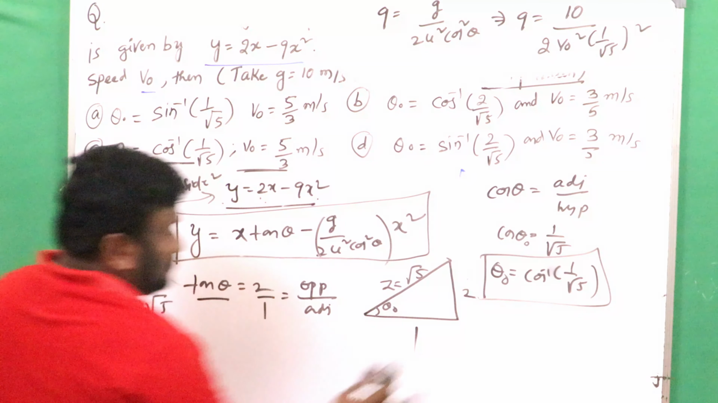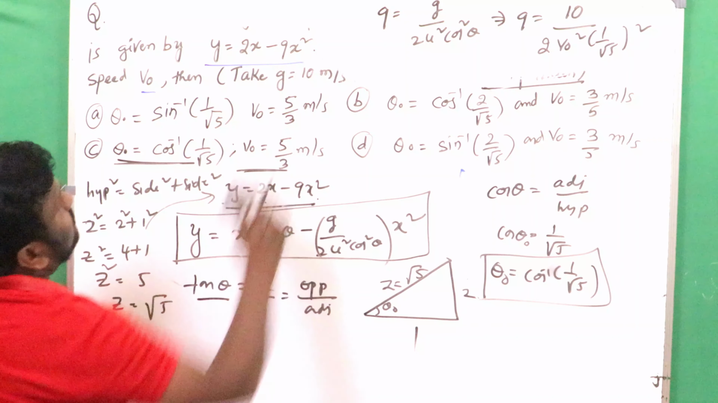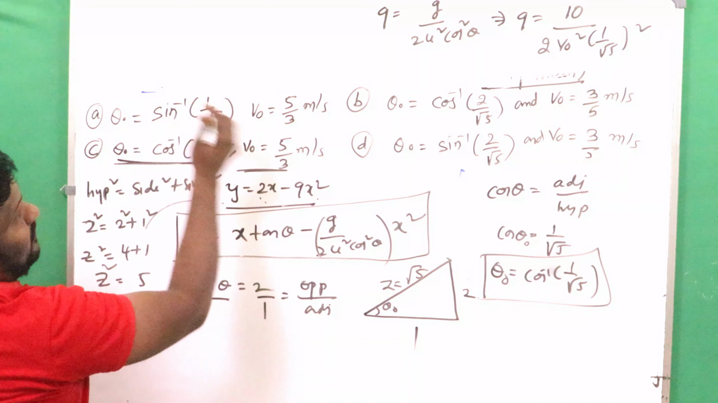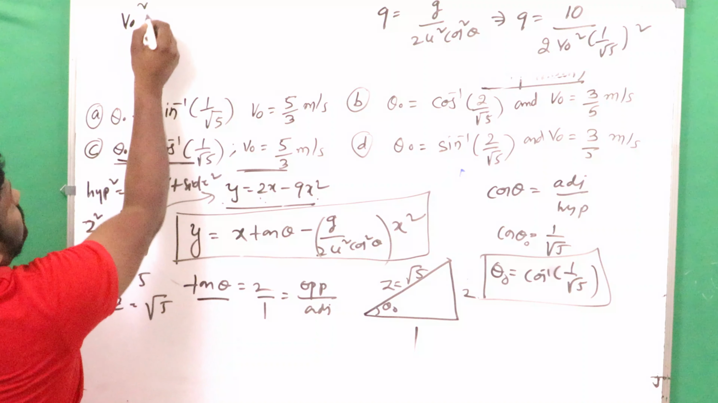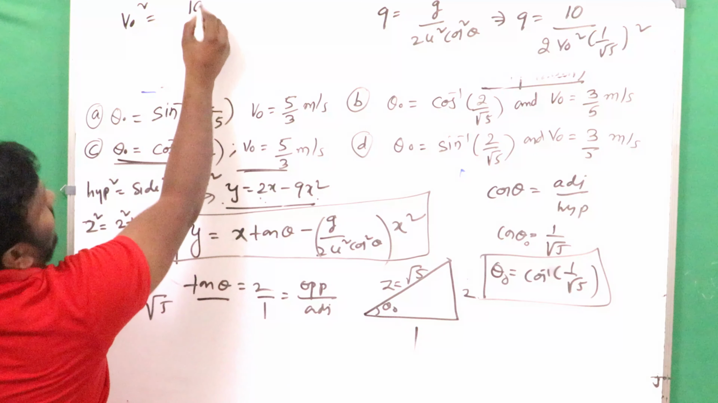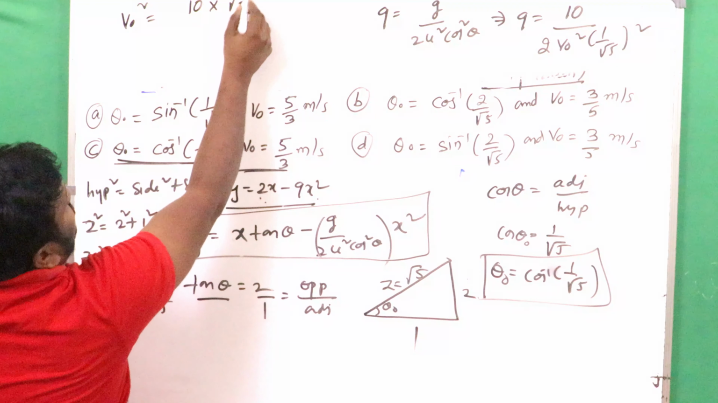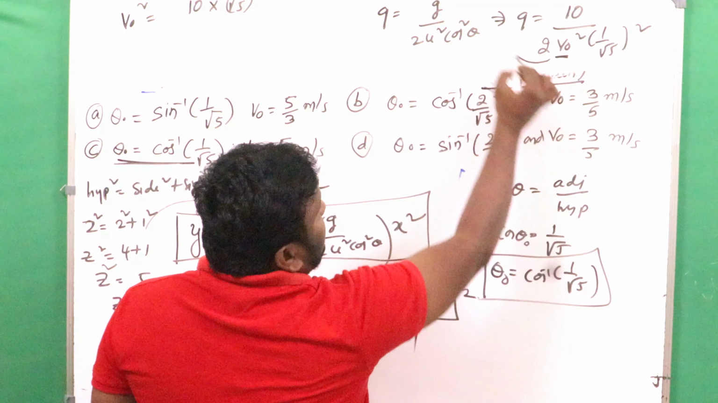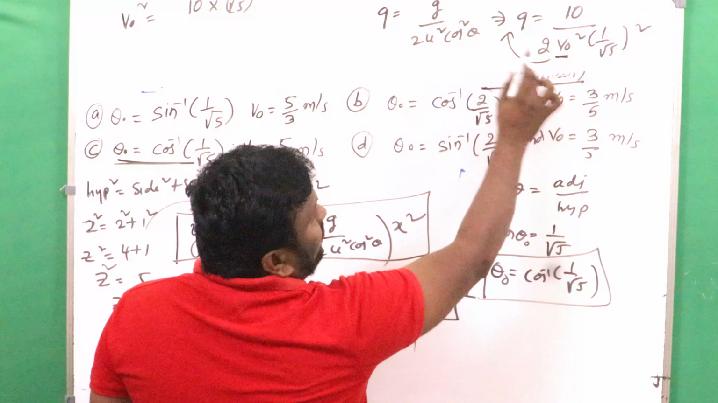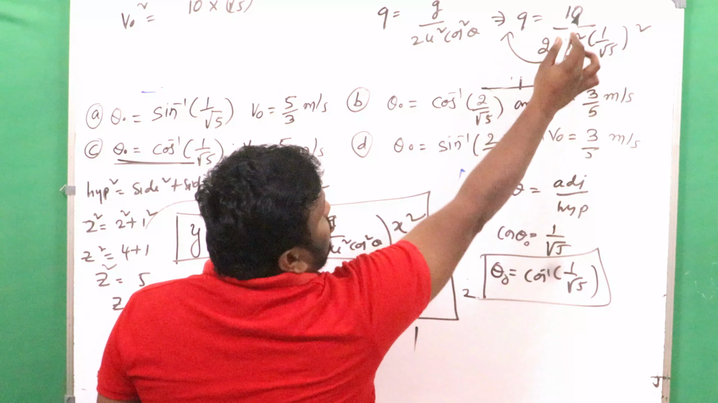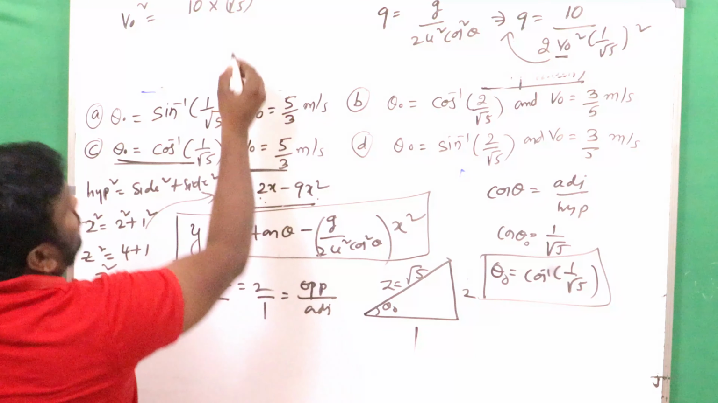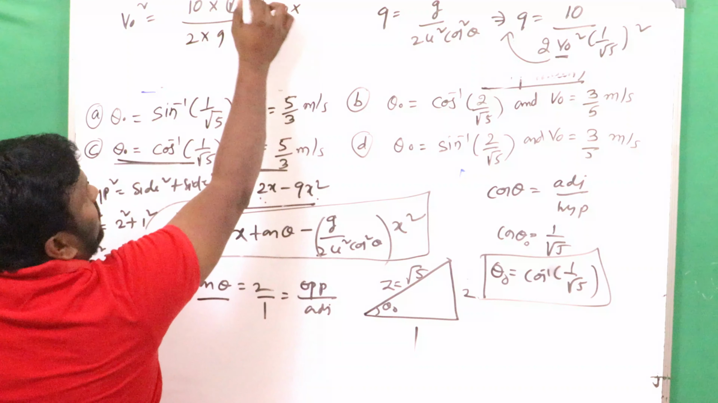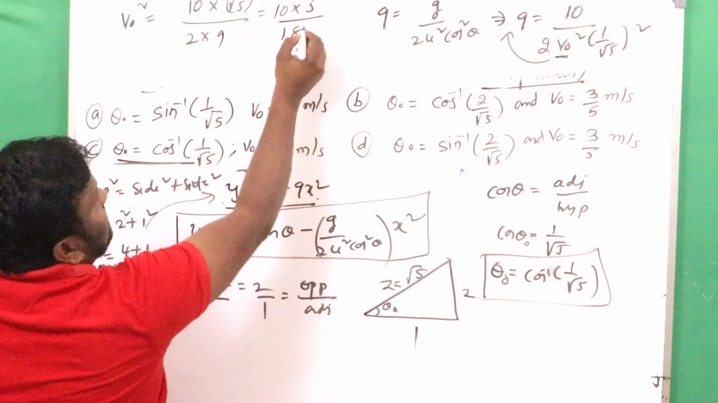So here we need some space. I am writing here. Okay, then what can you write, children? V naught square is equal to 10 by root 5 whole square. What we need is V naught square. If we bring this side, this is 9 into V naught square. Then V naught square is equal to 10 by 2 into 9. So 2 into 9. It means 10 into root 5 whole square, which is nothing but 5 by 18.